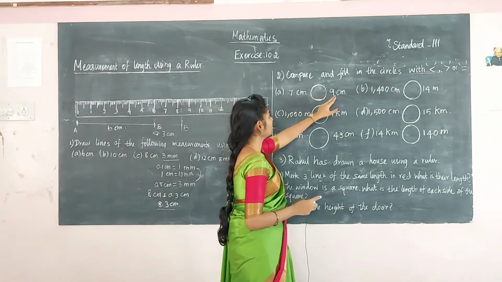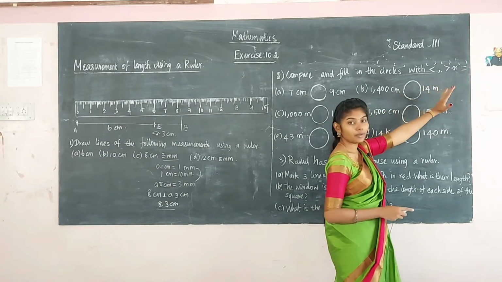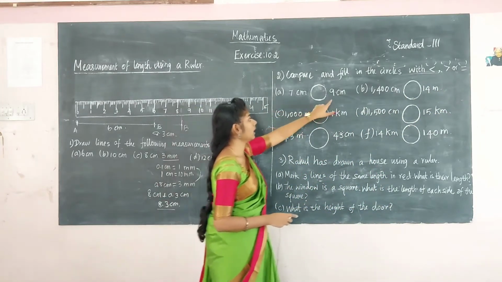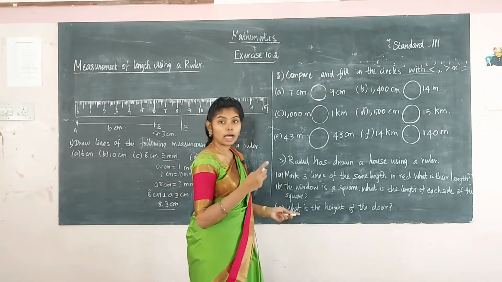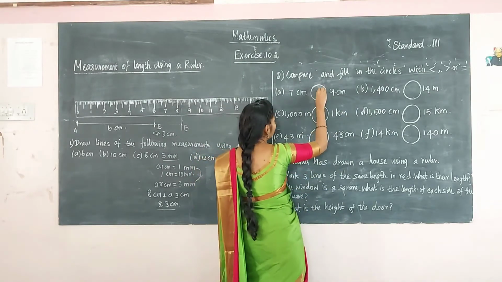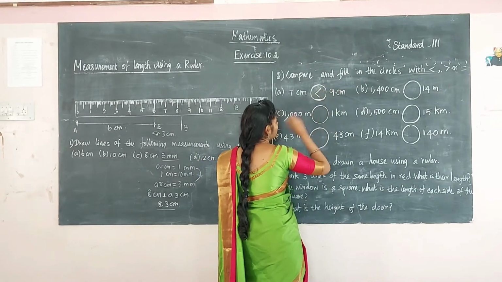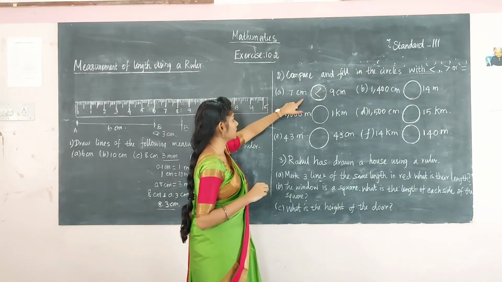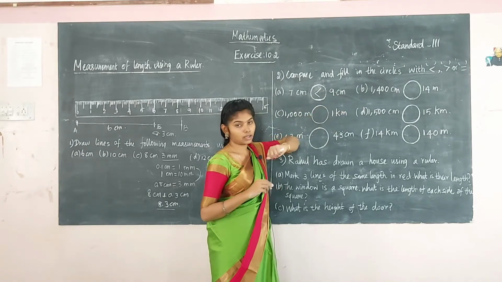So here the sign, the open side, will face the greater number. So here which one is greater? 9 centimeter is greater, no? So you have to draw the open face here. The open face should be here. So the sign is here, this one, 7 centimeter less than 9 centimeter.